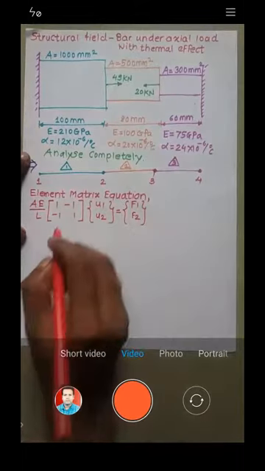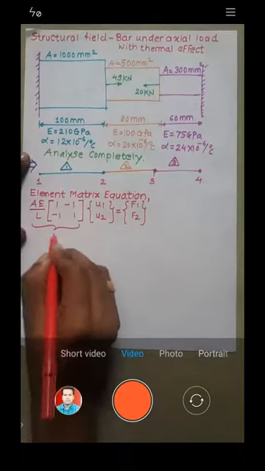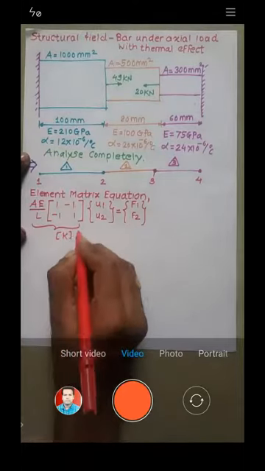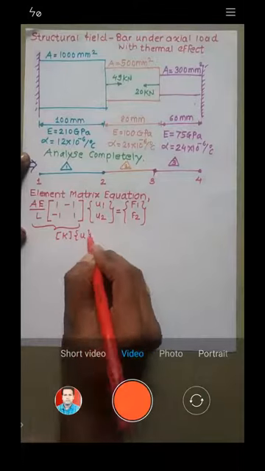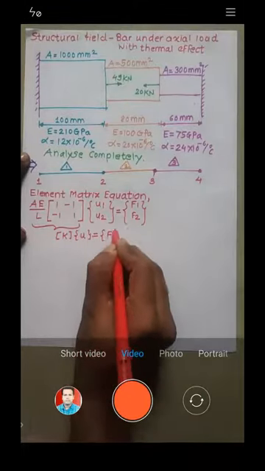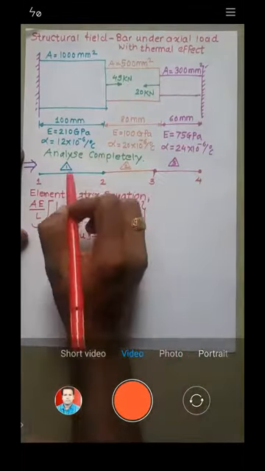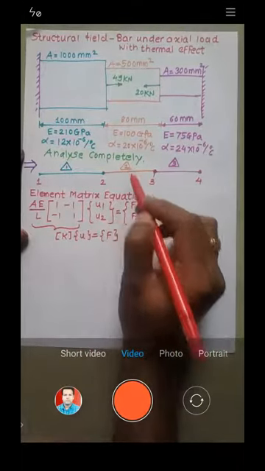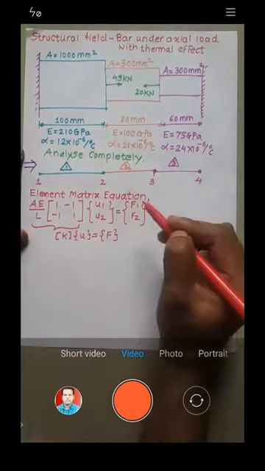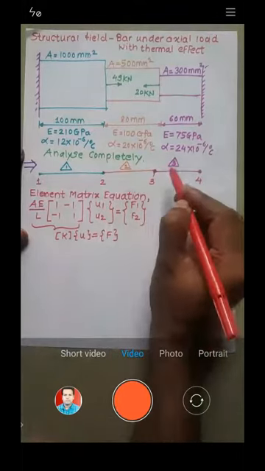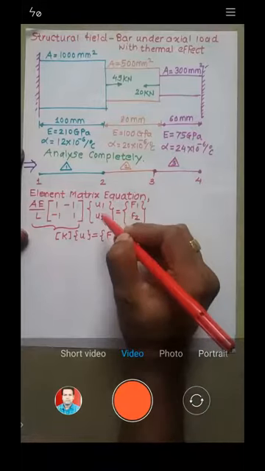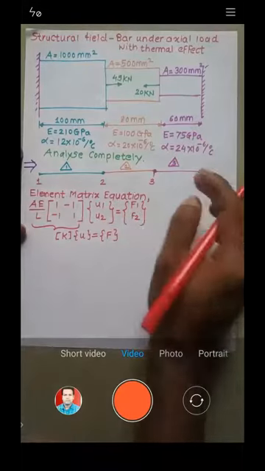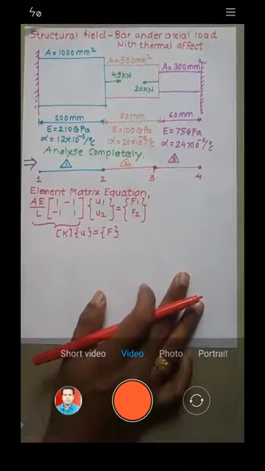In this equation, this particular term is called the element stiffness matrix. When you multiply it by displacement, it gives rise to force. This equation is valid only for a single element. For element number 1, it is U1, U2. For element number 2, it is U2, U3, F2, F3. For element number 3, it is U3, U4, F3, F4, and so on.